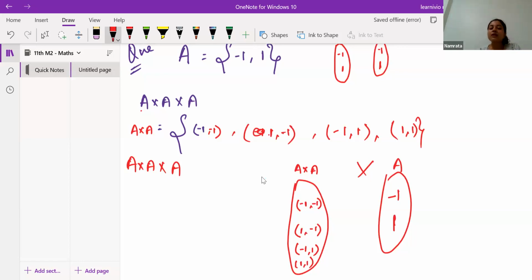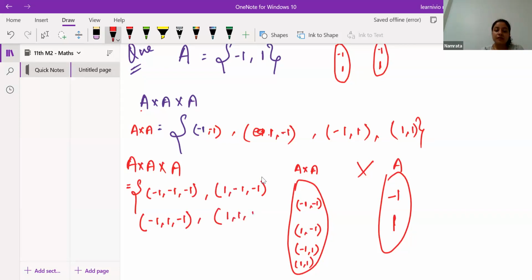Let's do the multiplication. Let's write all the possible ordered pairs. -1, -1, -1. Perfect. Next, 1, -1, -1. Perfect. Then -1, 1, -1. Perfect. Next, 1, 1, -1.